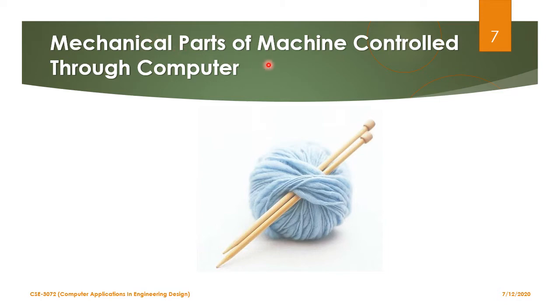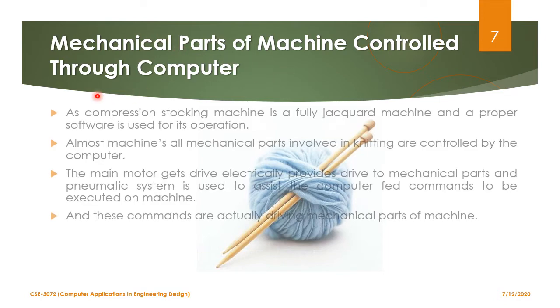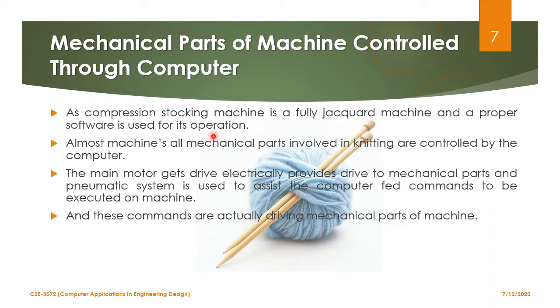Mechanical parts of a machine controlled through computer. As a compression stocking machine is a fully Jacquard machine, a proper software is used for its operation. All the mechanical parts which are involved in knitting and other activities are controlled by software, while only the main motor gets driven electrically and provides drive to the mechanical parts. Similarly, pneumatic systems are used to assist the computer fed commands which are to be executed on a machine.